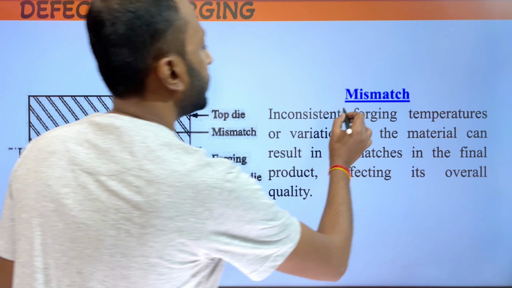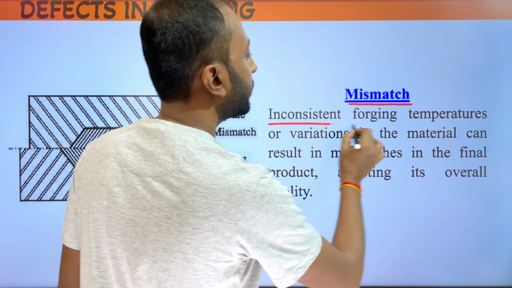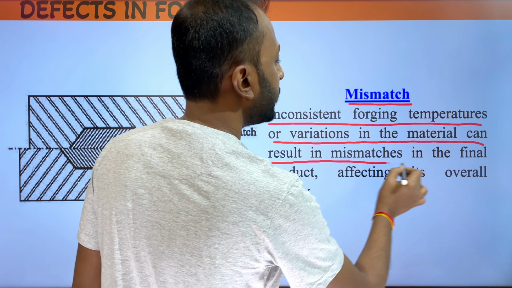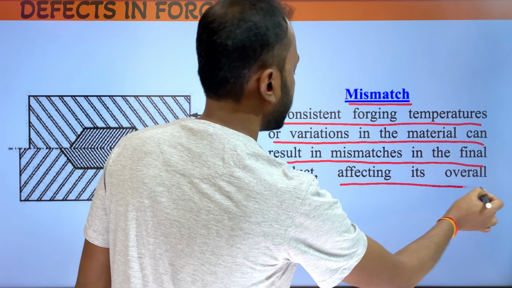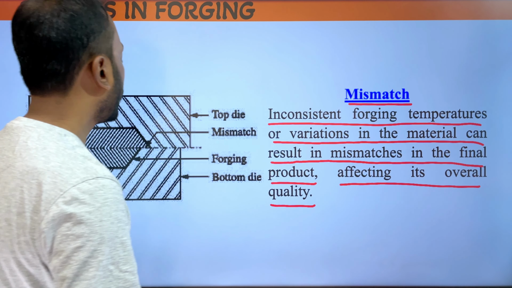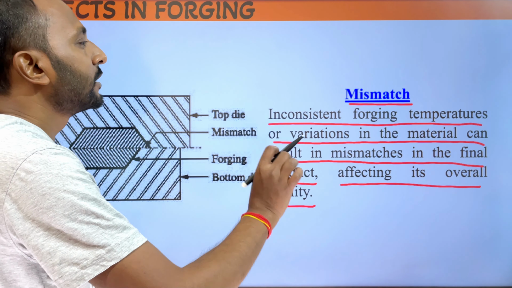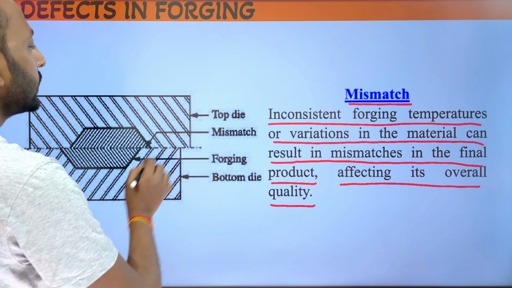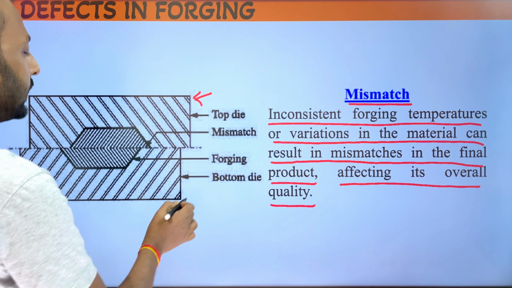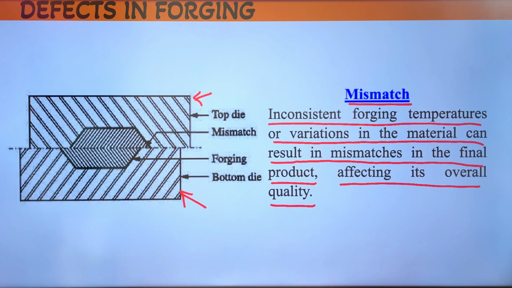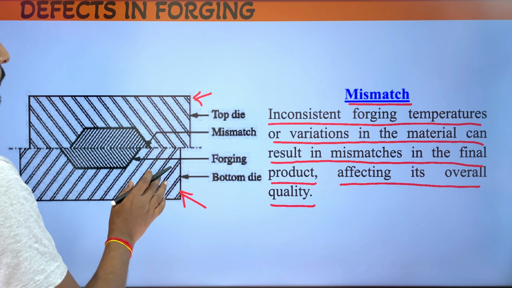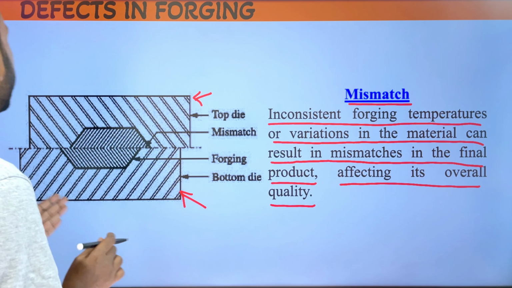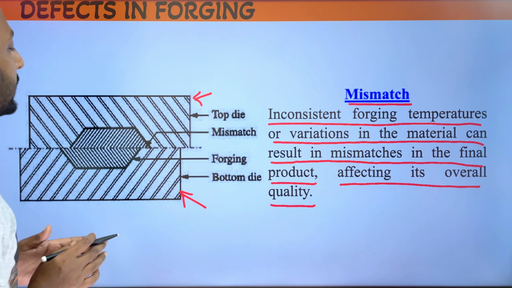Next defect is mismatch. Inconsistent forging temperatures or variations in the material can result in mismatches in the final product, affecting its overall quality. So what is mismatch? Mismatch is also applicable for closed die forging operation. This is a closed die forging operation, this is the upper die and this is the lower die. If the alignment of the two dies, upper die and lower die, is not perfect, then mismatch can happen.